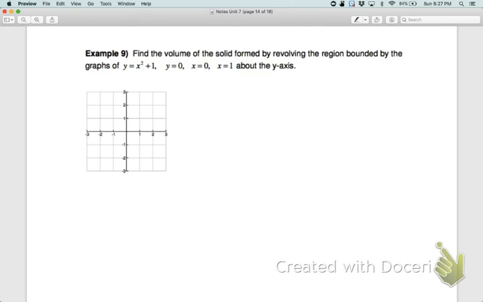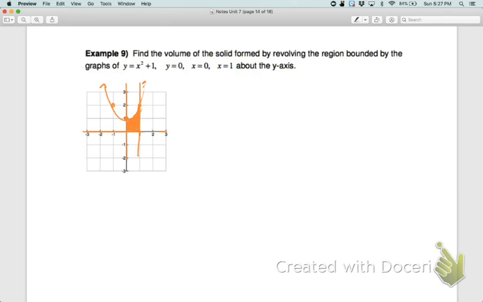All right, x squared plus 1 is going to be a parabola that's just shifted up 1 unit. So that's going to look like this. Sort of. My dots aren't great. y equals 0 is the x-axis. x equals 0 is the y-axis, and x equals 1 is this one. So you can see the region that we end up with is this, should be a little bit more like that. This region here is what we are interested in.